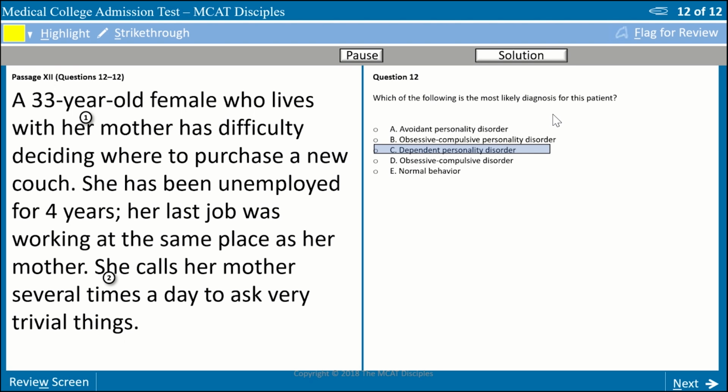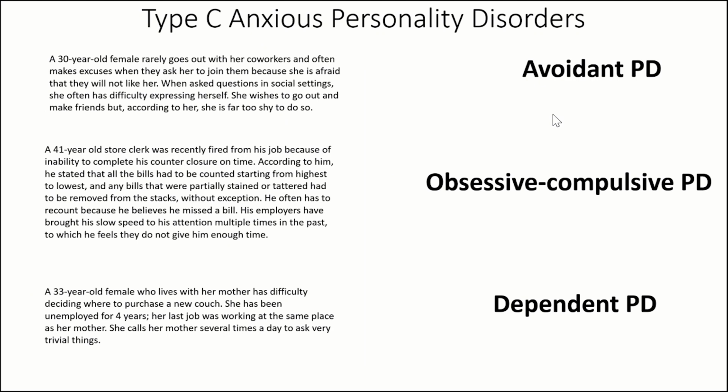She lives with her mother, so it's very clingy. A 33-year-old. Again, I'm not trying to shame any 33-year-olds who live with their mother, but if we read the rest of the passage, she also called her mother several times a day to ask trivial things. So the last time she was working, she worked with her mother. I mean, this is dependent personality disorder. Again, this is just a list of the three passages, just to put it all on one page, and now we can just go ahead and summarize the lecture.